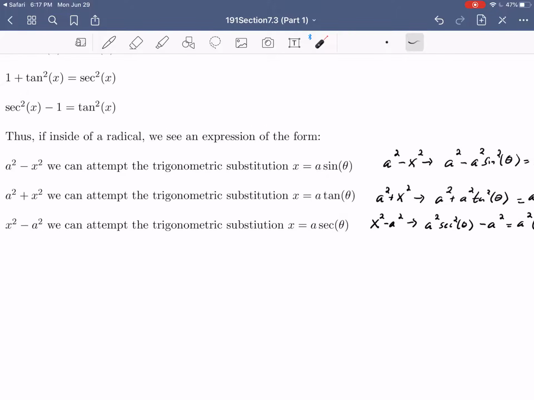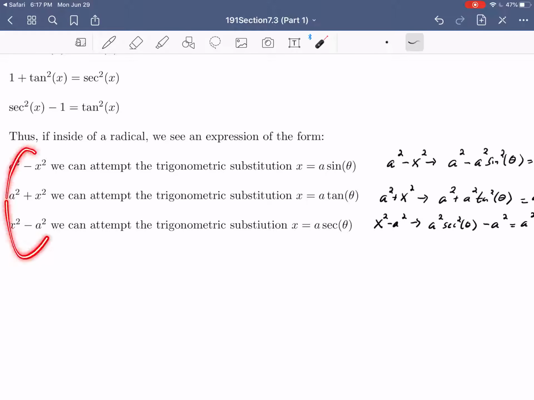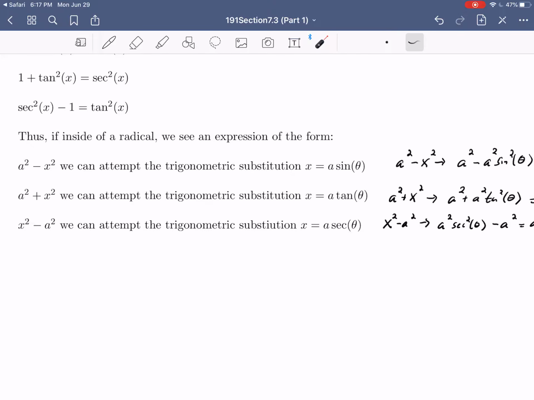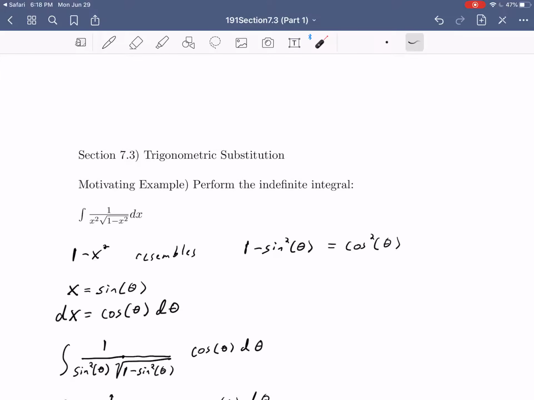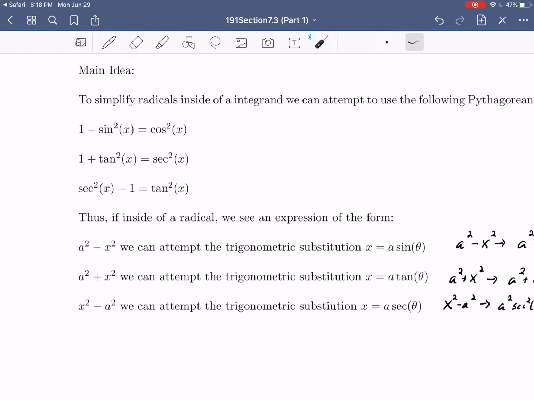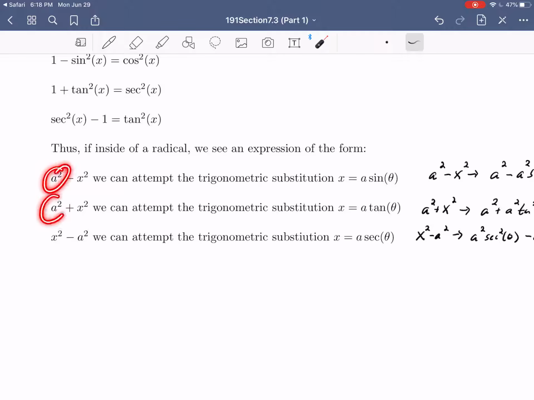So this basically tells you that depending on what you see inside of your radical, you can choose an appropriate trigonometric substitution. In our first example, we didn't have to worry about that constant a. We just had a 1 there, which is why we used sine of theta. But I just wanted you to see more generally that if you have a constant, it doesn't matter if it's 1 or some other number, you can still use this trigonometric substitution approach.